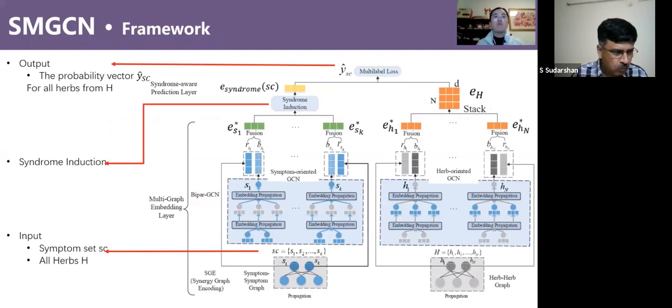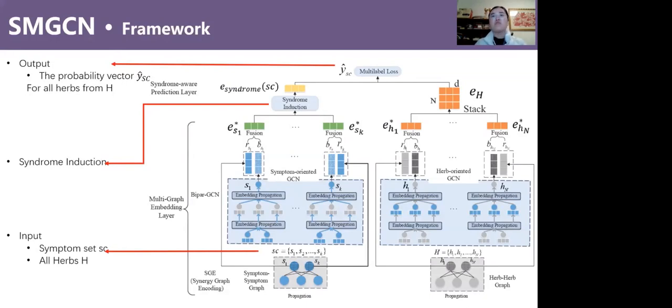Here is our model framework from bottom to top. First, we input the symptom set SC and all herbs H. Through the multigraph embedding layer, we obtain the embeddings for each symptom and herb. Then, the syndrome induction component will aggregate the embeddings in the symptom set SC to get the implicit syndrome representation, E syndrome. The next step is that E syndrome interacts with the herb embeddings EH to output the probability vector Y hat SC for all herbs from H.